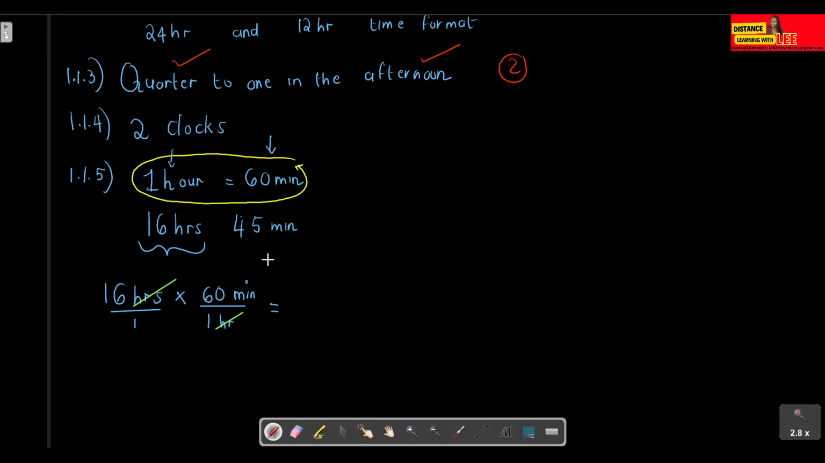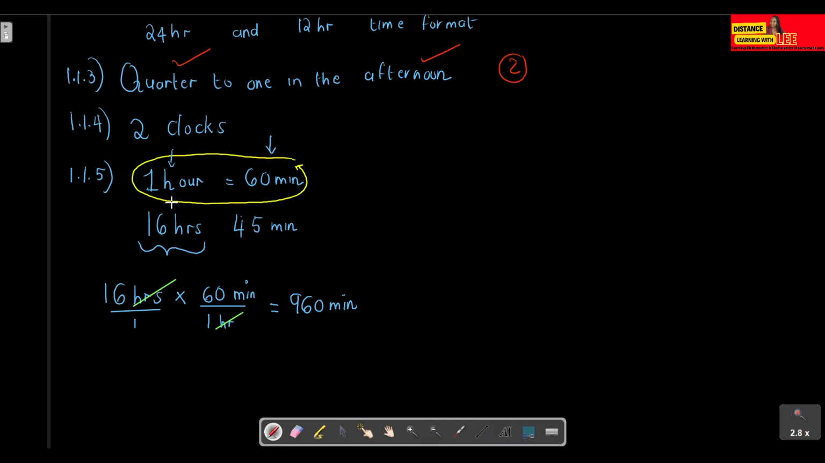And then if you take 16 hours multiplied by 60 divided by 1, 60 divided by 1 is the same as just saying 16 hours multiplied by 60. You will get 960 minutes if you punch that into your calculator. However, guys, do not be fooled and think that you're done.